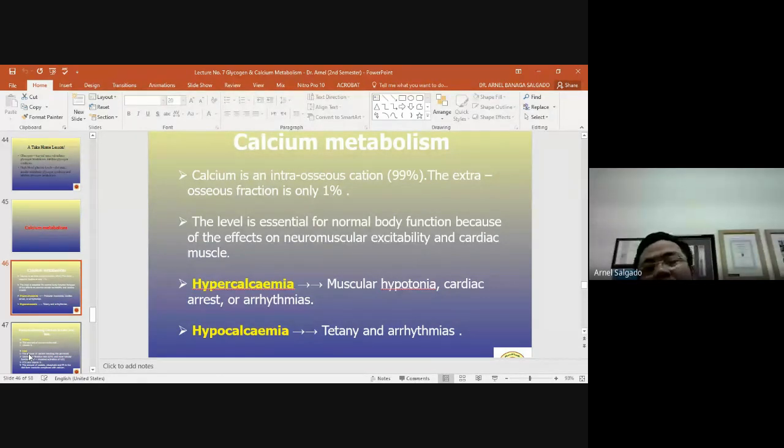All right, moving forward now. Calcium is an intraosseous cation that is around 99% of the bones. The extra-osseous fraction is only around 1%. So take note of that. These are moving in and out of your bones. What do you call the cell that comprises our bones?